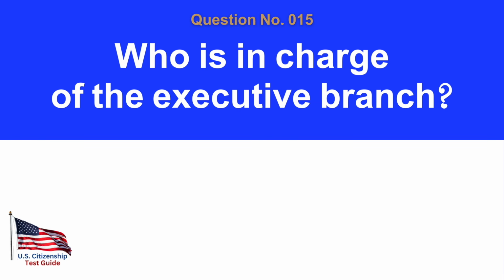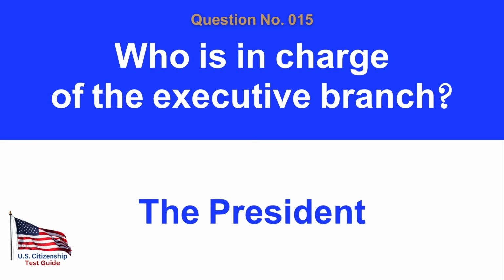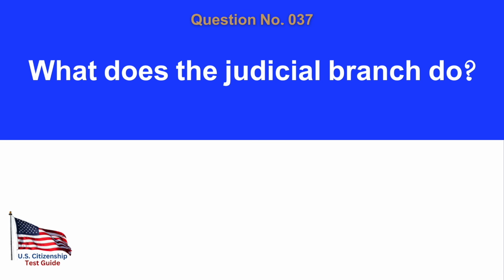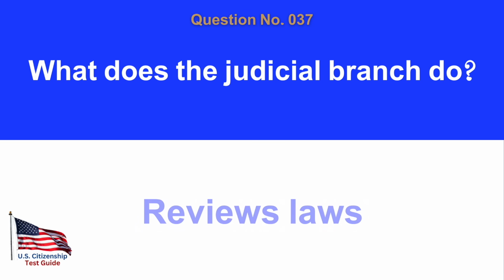Who is in charge of the executive branch? The President. What does the judicial branch do? Reviews laws.